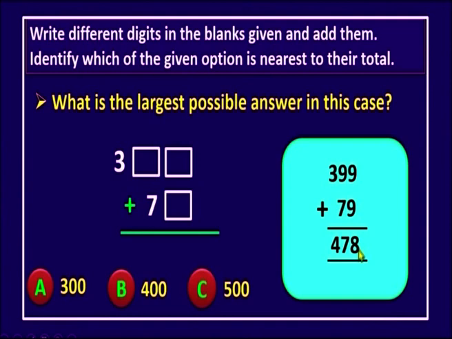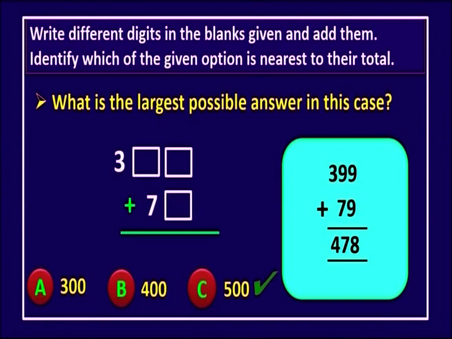You are right once again, and adding these two we got 478. Now here you don't find that answer, right? But which is the nearest option to this 478? Yes, it is 500. That means option C is correct. So this is how we need to find the nearest option, or the estimation of addition, children.